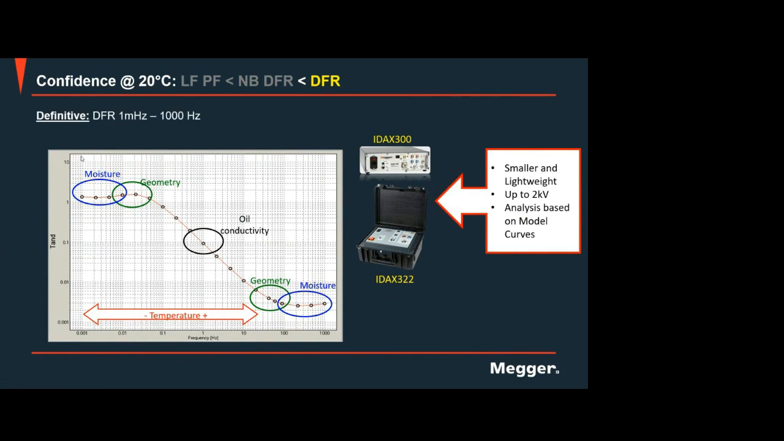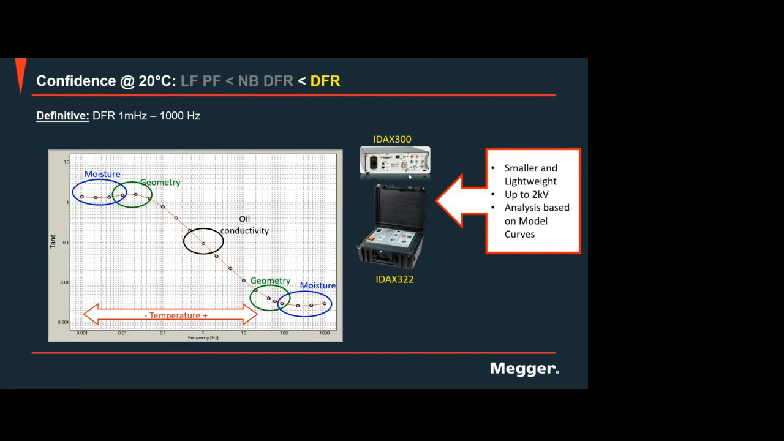This is the full DFR, because when you do the full DFR, you are running the voltage injection from 1000 hertz or 1 kilohertz down to 1 millihertz. And by having this picture here, having these traces here or frequency response here, you can have the information about moisture, geometry, oil conductivity.